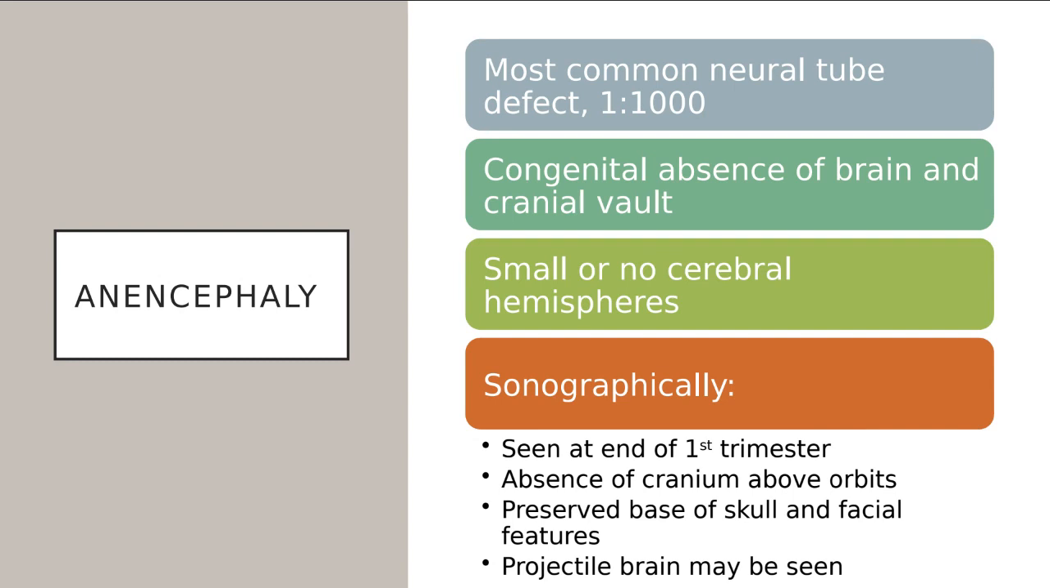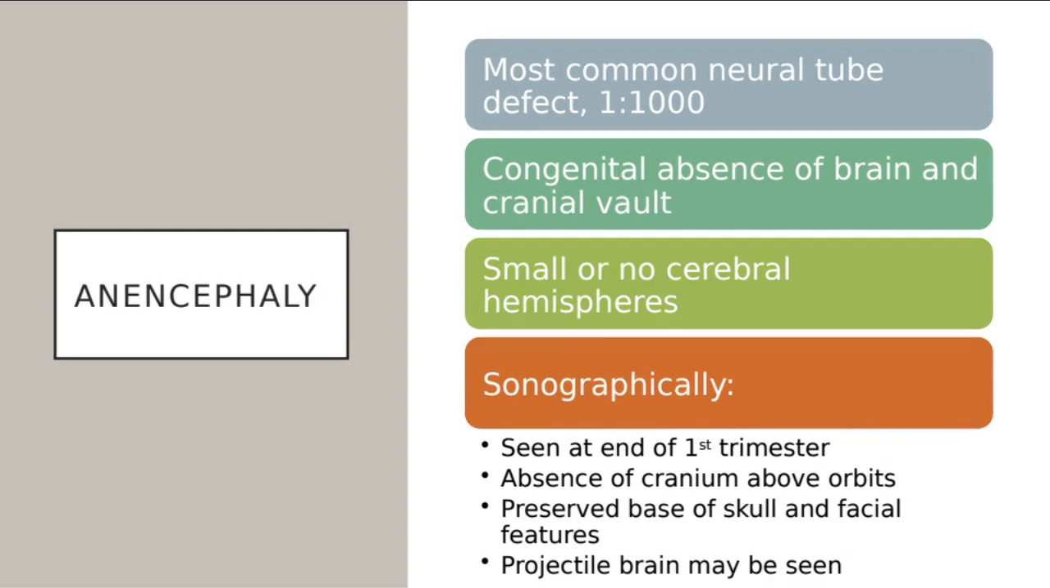So anencephaly, what is this? This is actually going to be the most common neural tube defect. We see this in about 1 out of every 1,000 pregnancies. It's a congenital absence of the actual brain parenchyma, so we don't have really any sort of cranial formation at all. If we do happen to see a little bit of tissue development, we may see some cerebral tissue, but it's not going to be functioning. We're not going to have functional brain parenchyma at all.